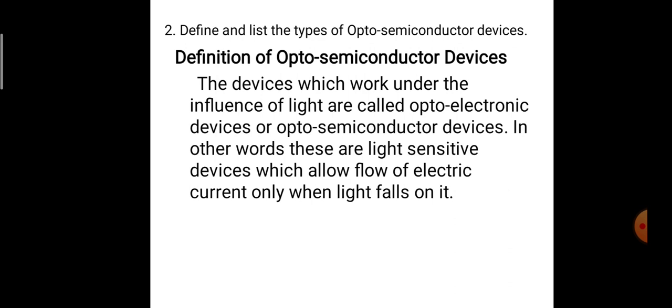Second question: define and list the types of optosemiconductor devices. Now we are discussing the definition of optosemiconductor devices. The devices which work under the influence of light are called optoelectronic devices or optosemiconductor devices. In other words, these are light sensitive devices which allow flow of electric current only when light falls on it.